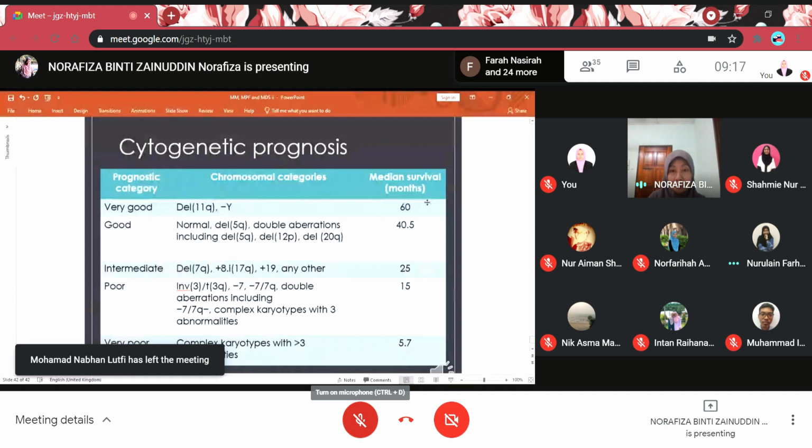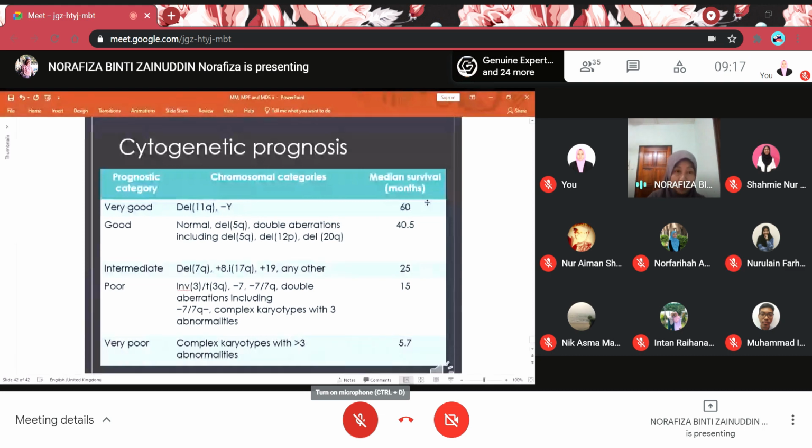Okay, prognosis faham? Maknanya tak semua cancer patients ni dia ada poor prognosis. Ada yang ada good prognosis, ada intermediate prognosis. So yang ini deletion, those with deletion of long arm of chromosome 11, those with deletion on chromosome Y, dia ada benefit. Dia punya median survival boleh prolong up to 60 months upon diagnosis. Okay. Saya say itu saja kot.